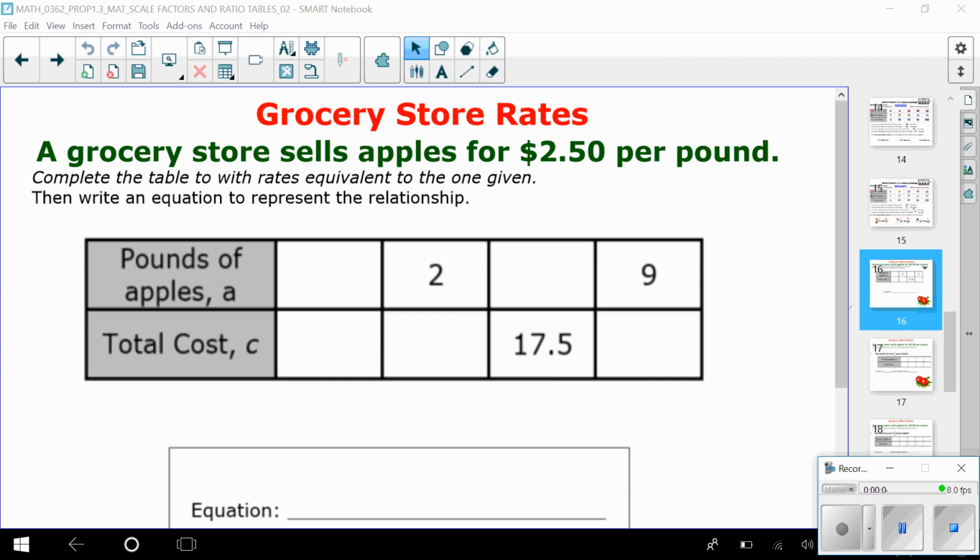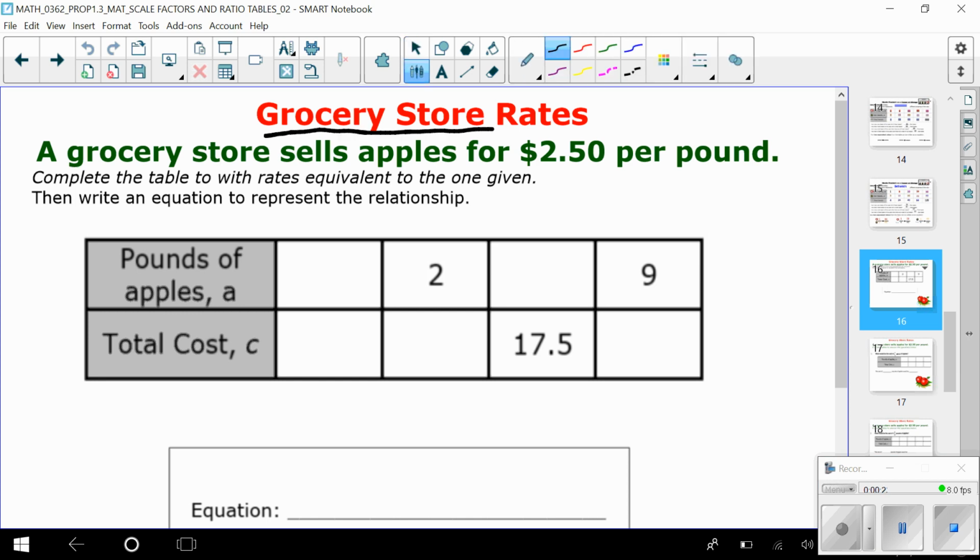All right, folks. So yesterday we talked about tables and using those to find equivalent ratios. So today you're going to do the same thing. You're going to practice. So I want you to make sure that you're on the right side of the paper and that it says grocery store rates. Okay, we're going to start there.